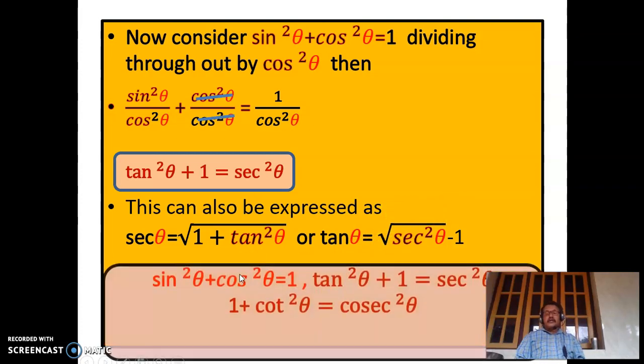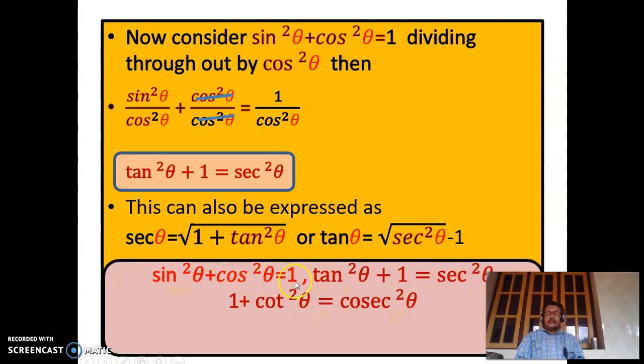So these are the three identities. Sin square theta plus cos square theta equals 1. 1 plus tan square theta equals secant square theta. 1 plus cot square theta equals cosecant square theta. They are also expressed as secant square theta minus tan square theta equals 1, and cosecant square theta minus cot square theta equals 1. That is also possible.